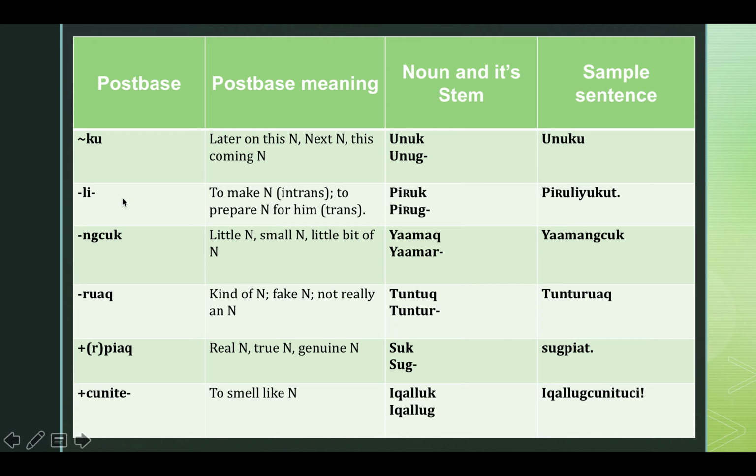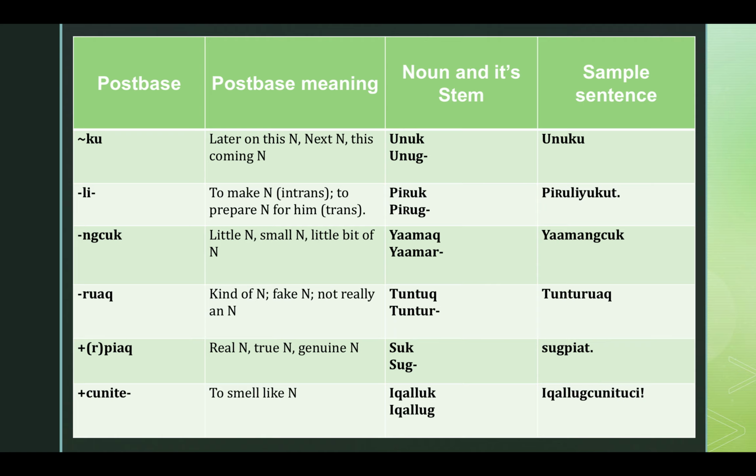Li is a minus postbase, so it means to make or prepare. We're going to add it to the stem piruk, and piruk stem ends in a G. Because this is a minus postbase, minus postbases take away the consonant from the stem, so it's piruliyugut. Piruliyugut. It's not piruhliyugut because that consonant was dropped.